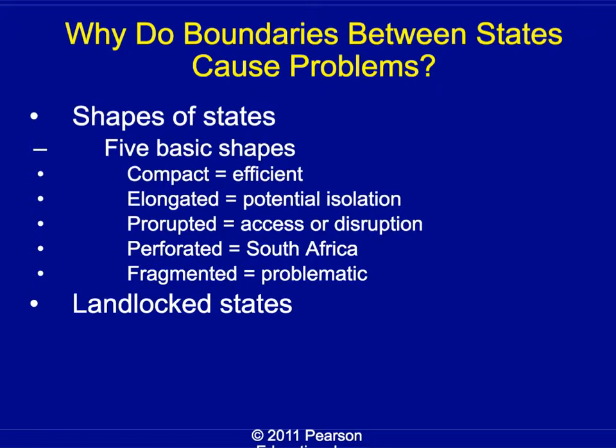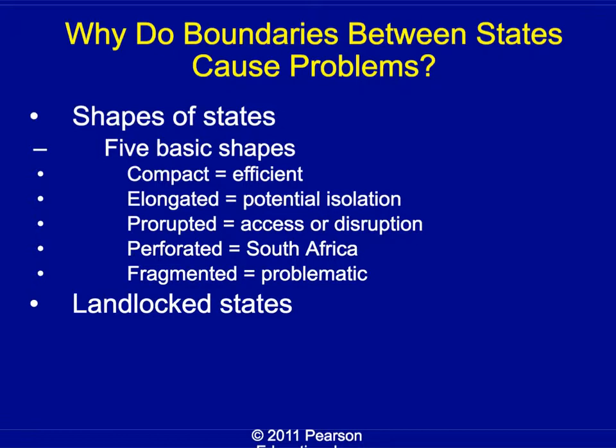Another kind of state is called a prorupted state. There's proruption. This is a compact state with a large projected extension. It's typically a standard-sized country, but it sticks out somewhere. It's prorupted.